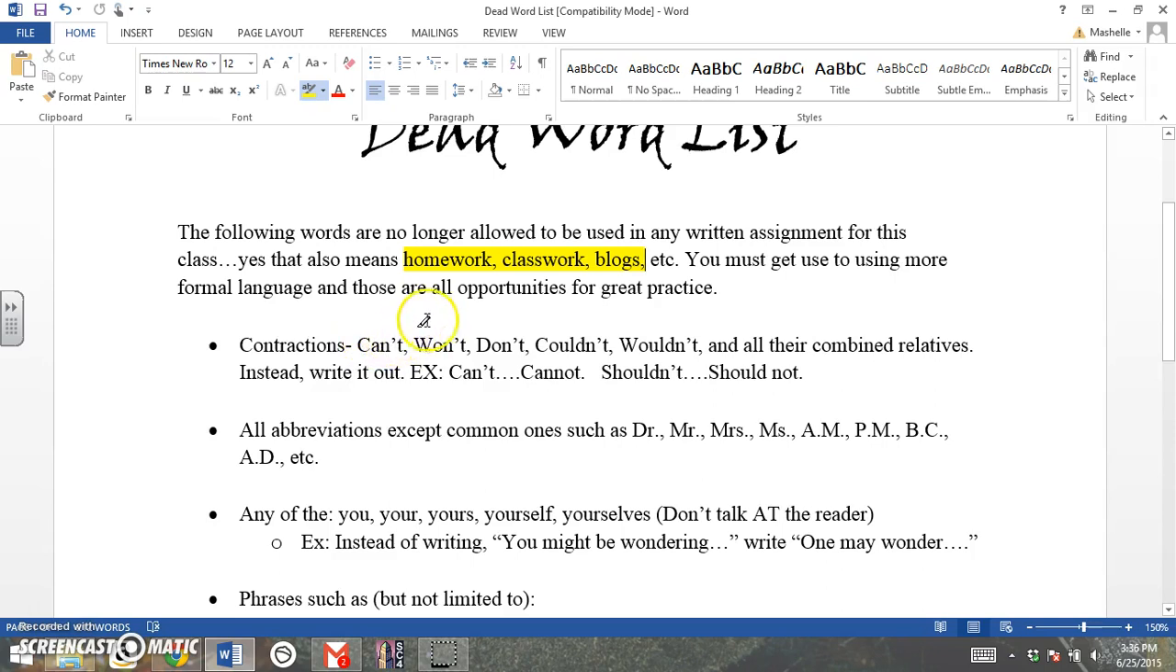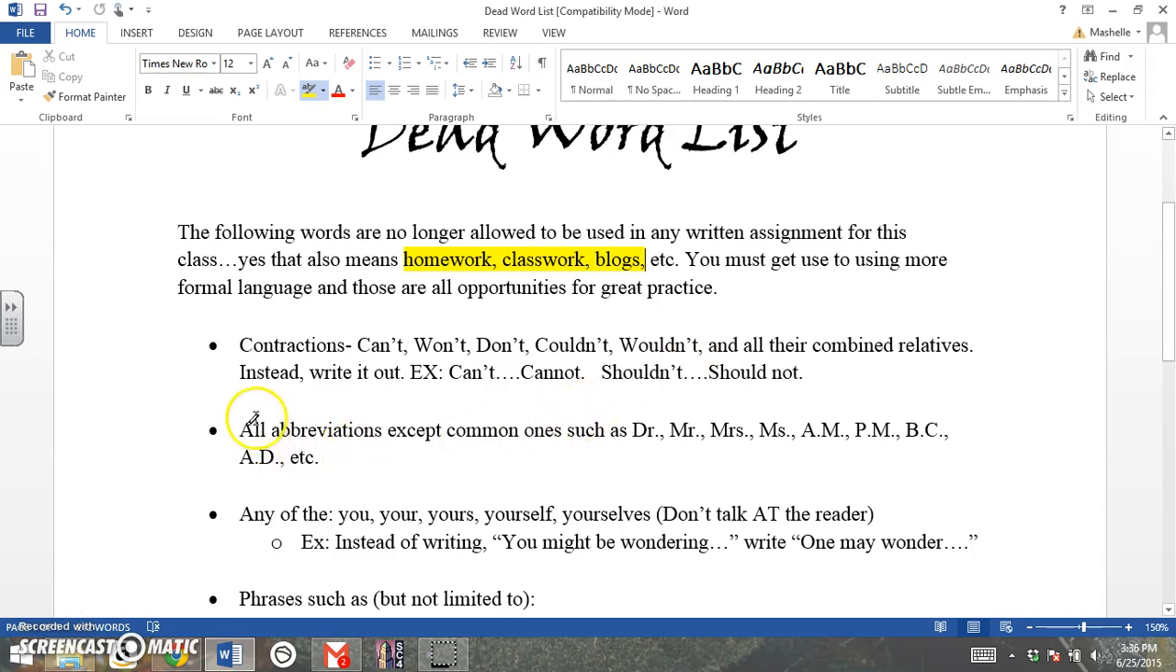So any contraction, can't, won't, don't, couldn't, wouldn't, these are just a few of them. You need to spell them out instead and look at the examples here. Can't is cannot, shouldn't is should not. Yes, it sounds weird. Yes, it looks weird because since elementary school, this is what you've been doing. But keeping in mind, this is important.